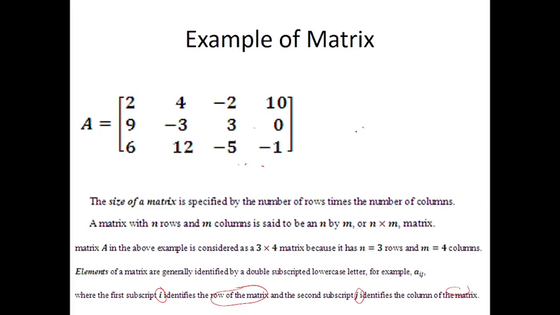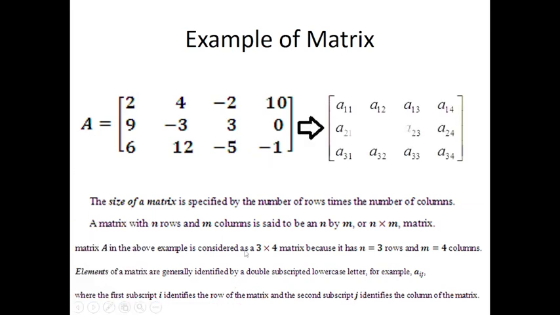So we can proceed. So this will now be the representation. I have negative 1, and that is the element in the third row and fourth column. I have 0, the element in the second row and fourth column. So that's it. We can proceed.